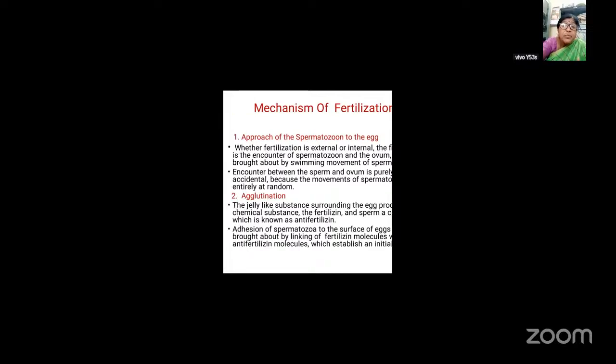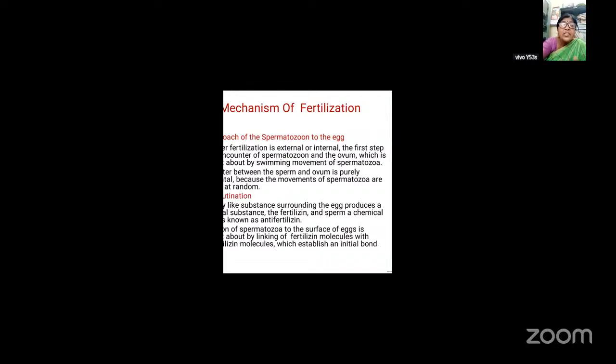So the addition of the spermatozoa to the surface of the eggs is being brought about by the linking of these fertilizin molecules with the antifertilizin molecules, which establish an initial bond. So that is how actually the affinity or the bonding will take place.